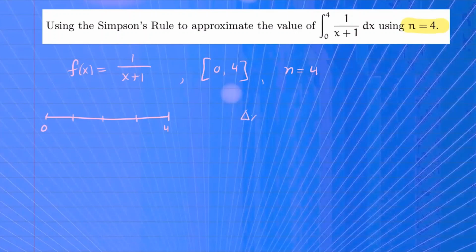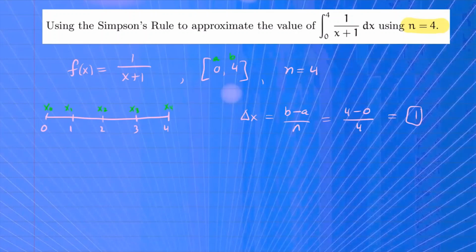Let's find delta x, so that would be b minus a over n. This is your a, this is your b, n is given. So this would be 4 minus 0 over 4, which is 1. So 0 plus delta x is 1, 0 plus 2 delta x would be 2, 3, and so on. Those are the values for your x0, x1, x2, x3, and x4.